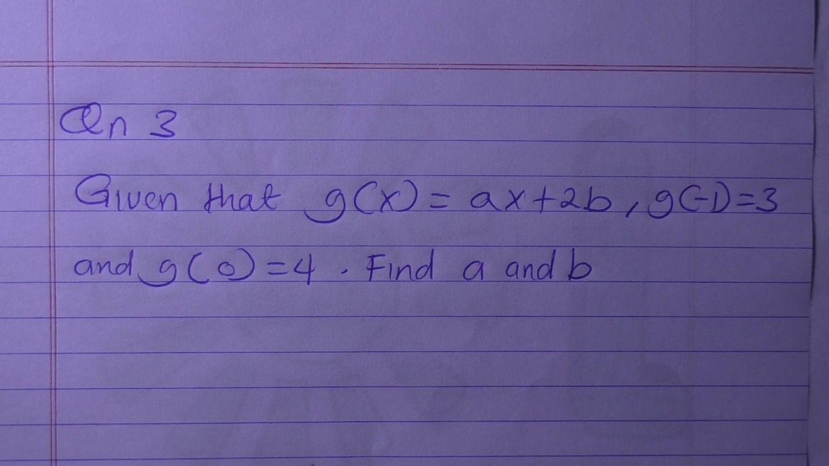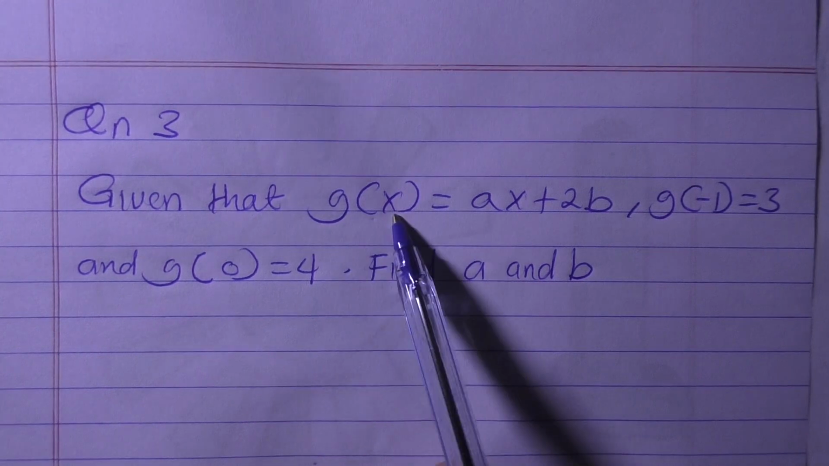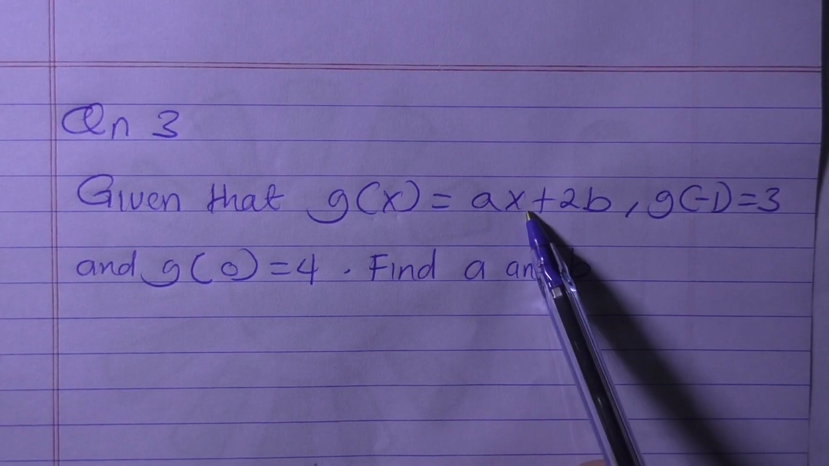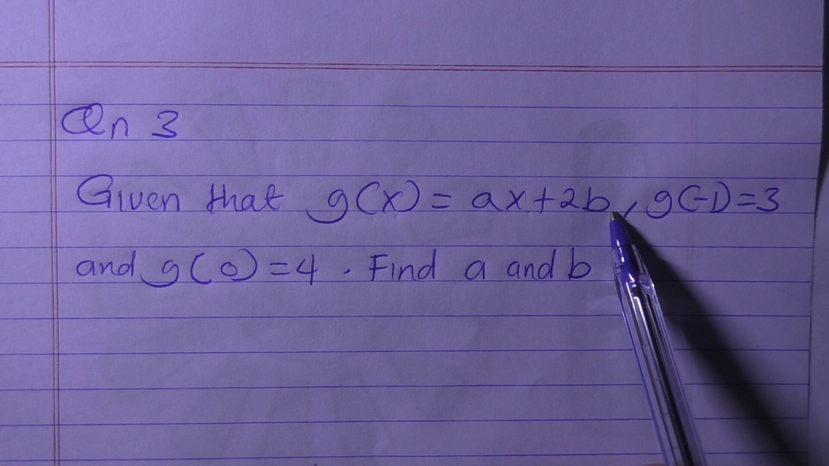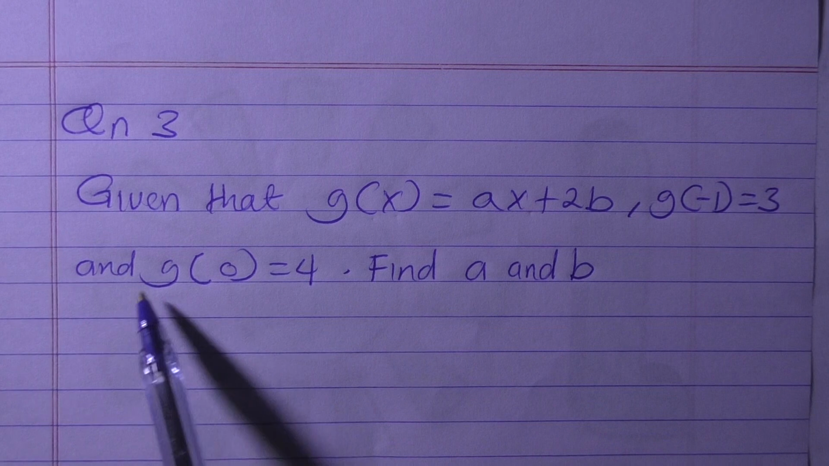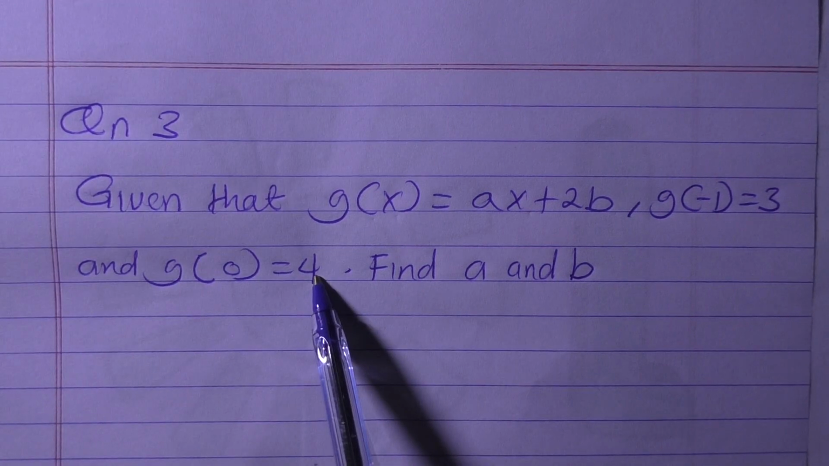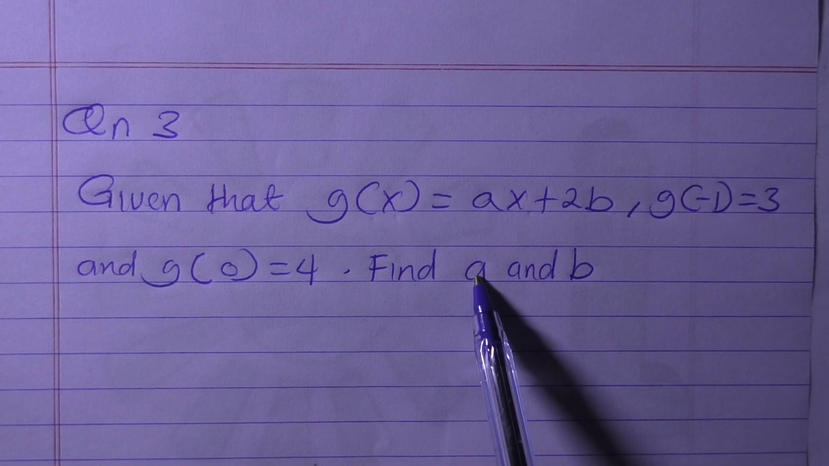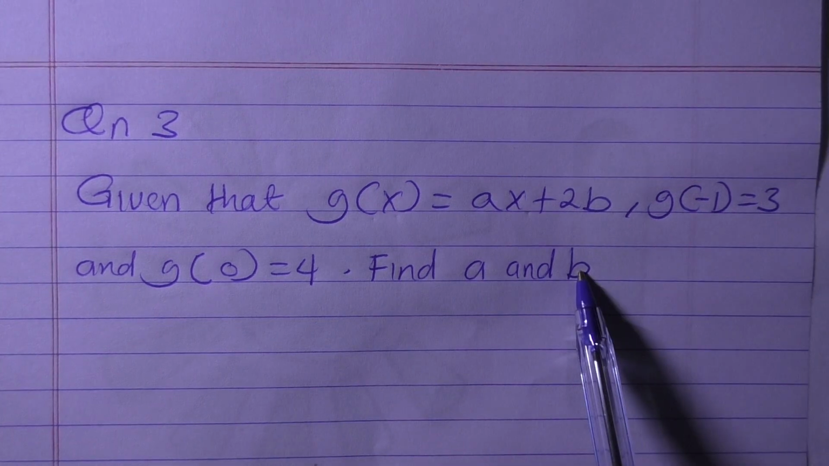We are still looking at functions. So far we have looked at the first two questions from functions in our previous lesson. So we are here to look at question 3, which says that given that g of x equals ax plus 2b and g of -1 equals 3, whereas g of 0 equals 4, they want us to find the constants a and b.